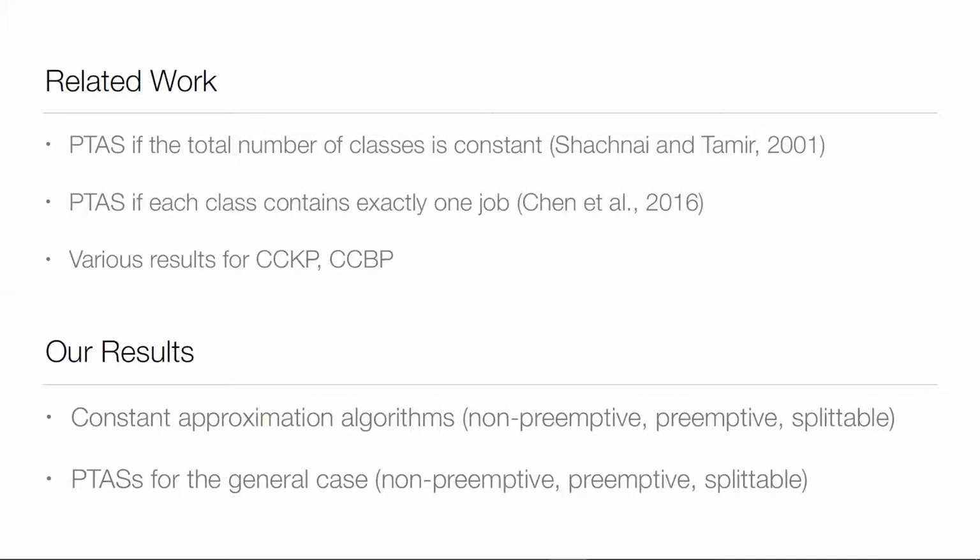The other algorithms are the PTAS results for the general case, so where neither the number of classes nor the class restriction on the machines is a constant. And these also work for the non-preemptive, preemptive, and the splittable case. In the following, I don't have the time to present all the results, so I want to present a high-level view on the constant approximation algorithm for the non-preemptive case and a high-level view on the PTAS, again for the non-preemptive case.